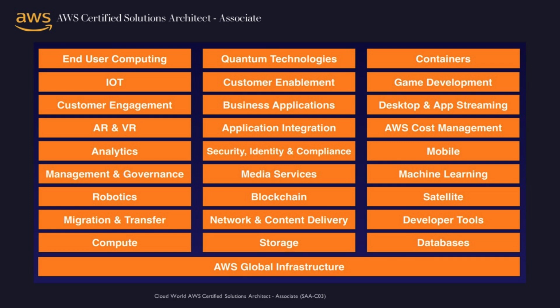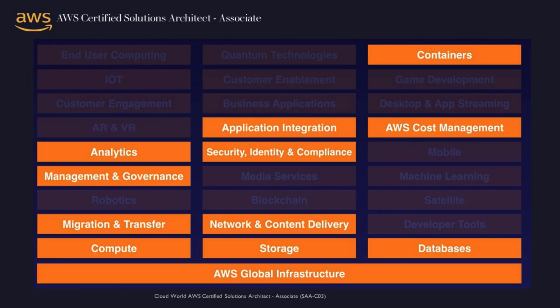It's just too vast. But if we look at the different service types that you need to know in order to pass your exam, it's going to be these ones. Start from the bottom. Compute is a massive area, and we will cover that in a lot of detail. Same with storage and databases. They are the bread and butter of the Certified Solutions Architect Associate exam.